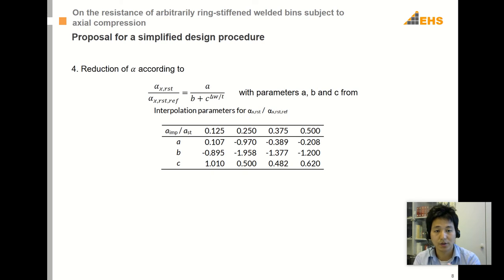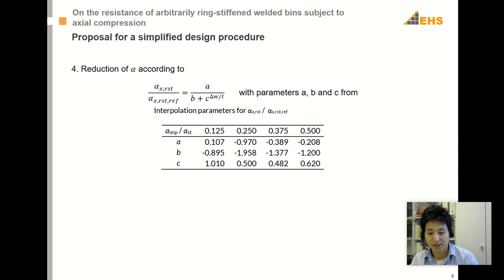And for ring stiffeners, we actually need to consider the influence of geometric imperfection caused by the welding process. In our simplified approach, the calculated elastic reduction factor will be reduced based on some parameters. Here the A, B, C are from this table, and these values are obtained from the parameter study of the welding parameters for the welding imperfection position.